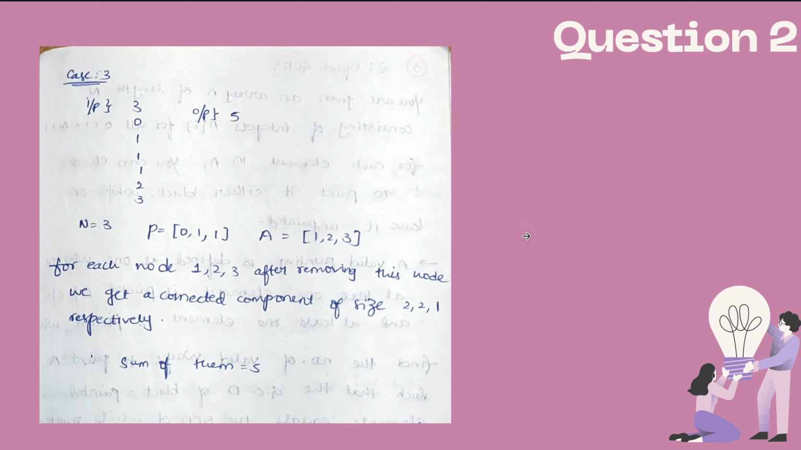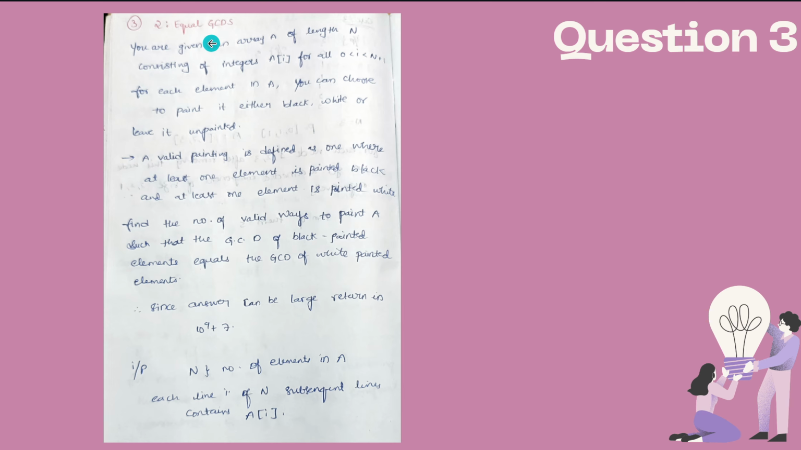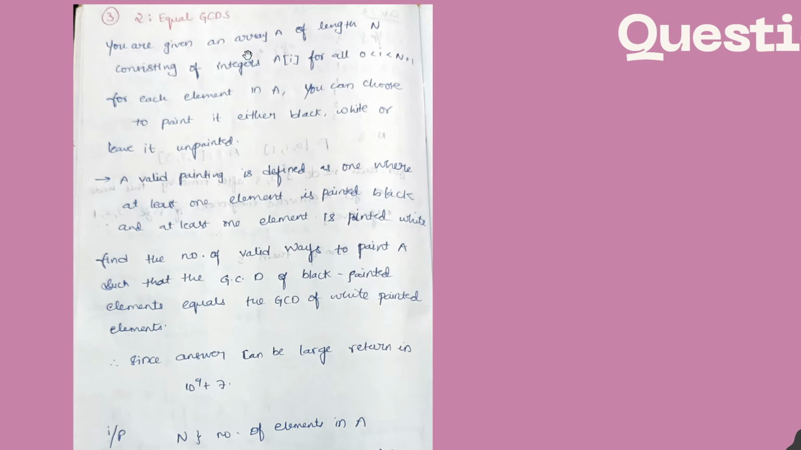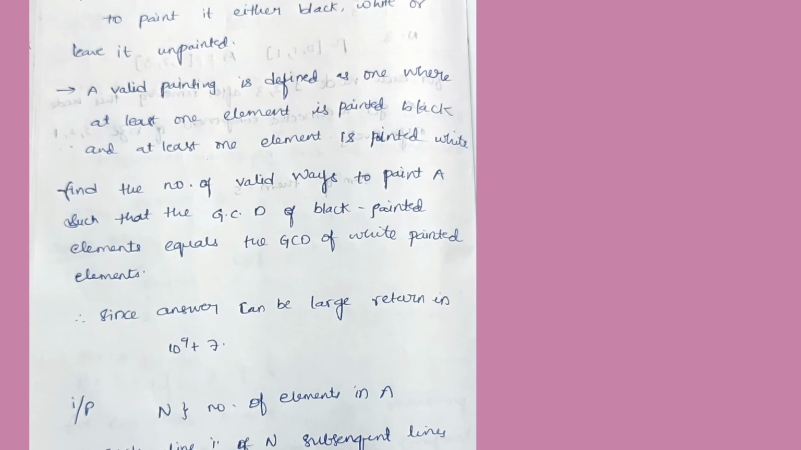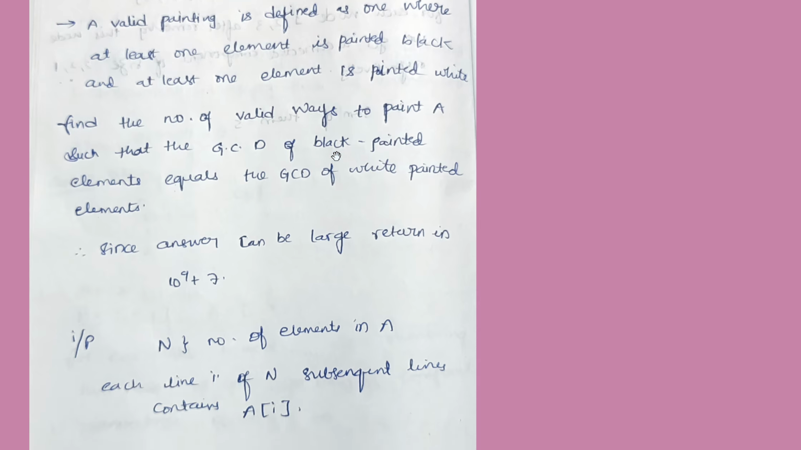Now let us see question number 3, equal GCDs. You are given an array of length n consisting of integers A[i]. For each element in A, you can choose to paint it either black or white, or leave it unpainted. A valid painting is one where at least one element is painted black and at least one element is painted white. Find the number of valid ways to paint A such that the GCD of the black painted elements equals the GCD of the white painted elements.